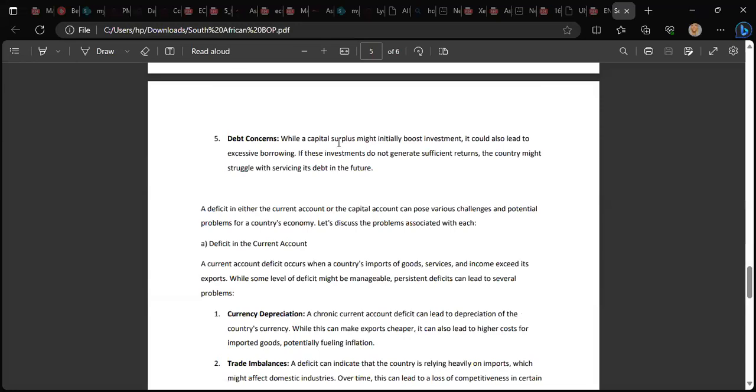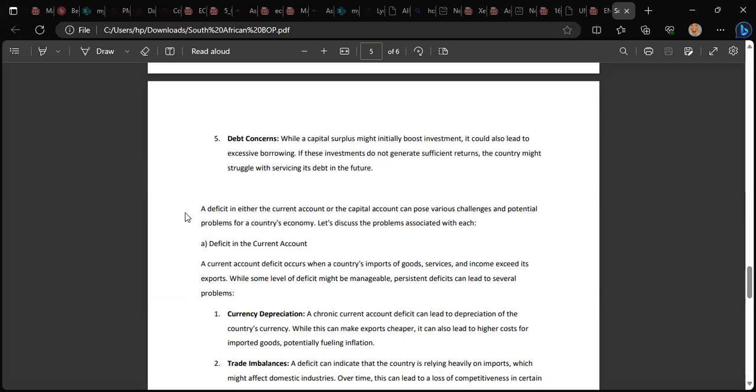Debt concern. While a capital surplus might initially boost investment, it could also lead to excessive borrowing. So if these investments do not generate sufficient returns, the country might struggle with servicing its debt in the future. So this should be easy because this is right where we are, right?